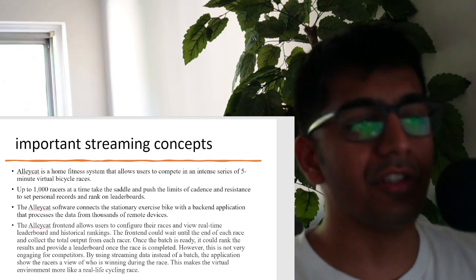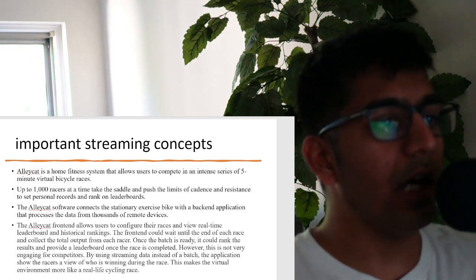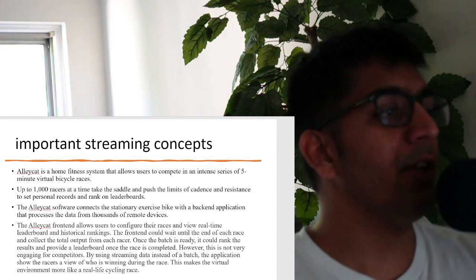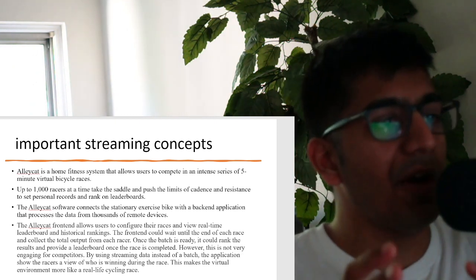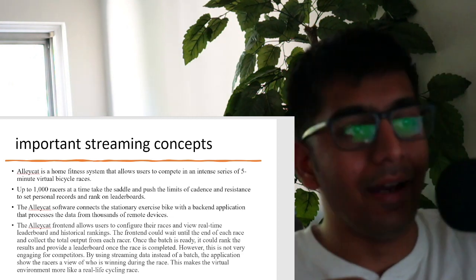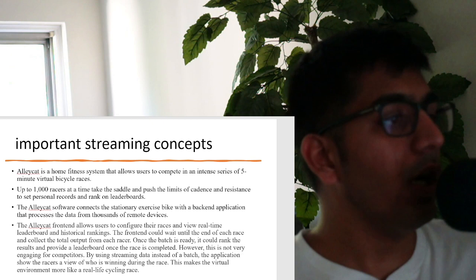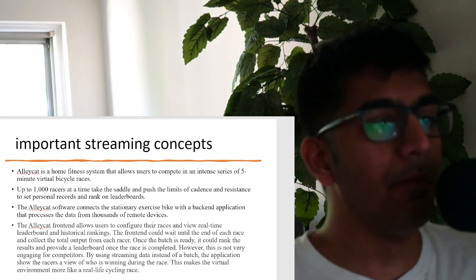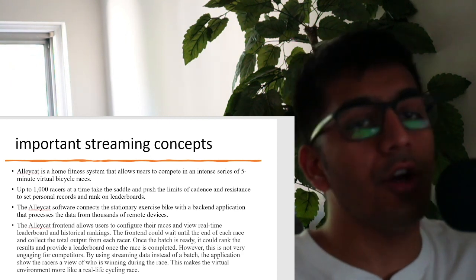Important streaming concepts. Alicat is a home fitness system that allows users to compete in an intense series of 5-minute virtual bicycle races. It's a company with a product where people bike and compete with one another. Up to 1,000 racers at a time take a saddle and push the limits of cadence and resistance to set personal records and rank on the leaderboard.